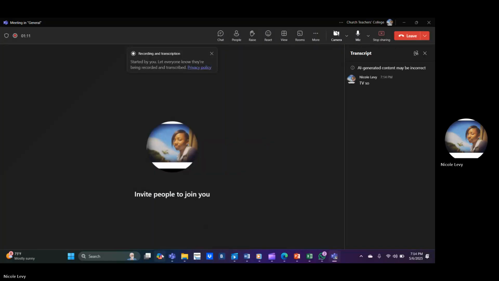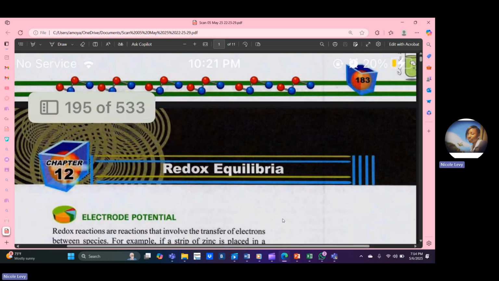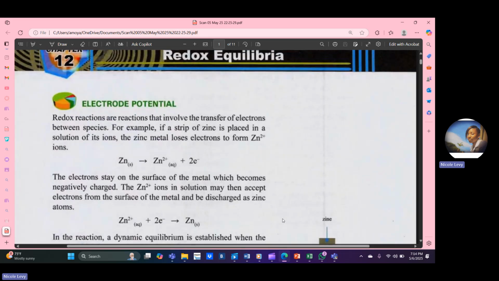So we're going to continue. We're looking at redox equilibria and what it's all about. Just to give you a synopsis of what is happening here, redox equilibria takes place when we have a reaction happening in the forward direction and the backward direction at the same time, right?